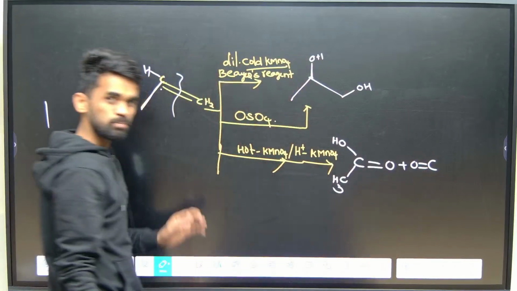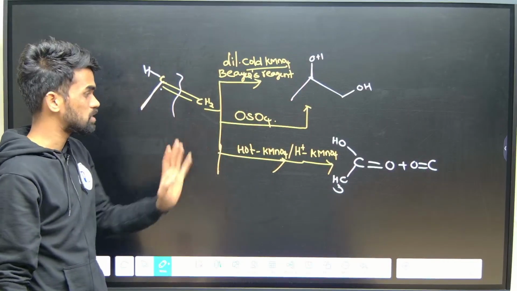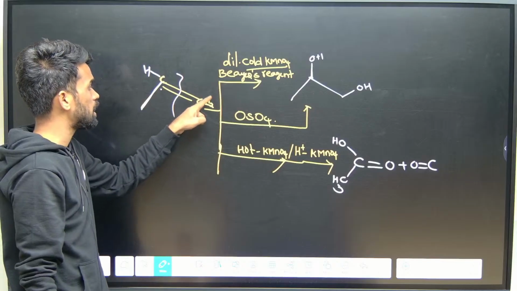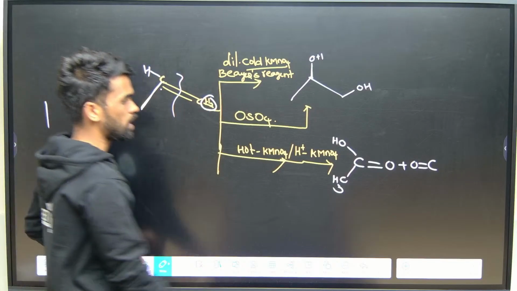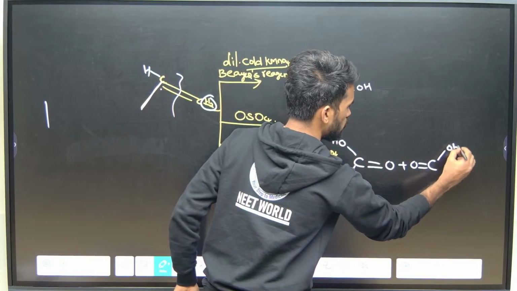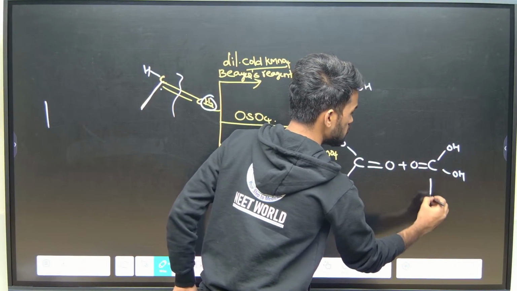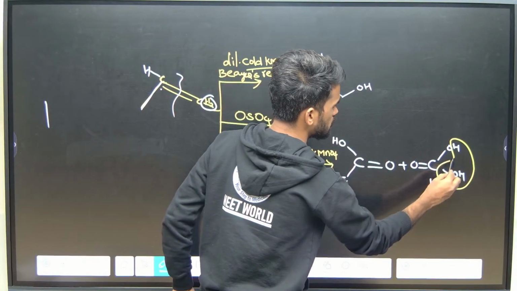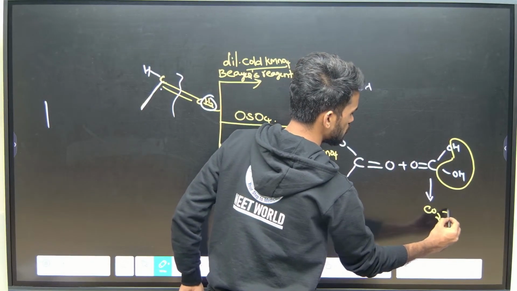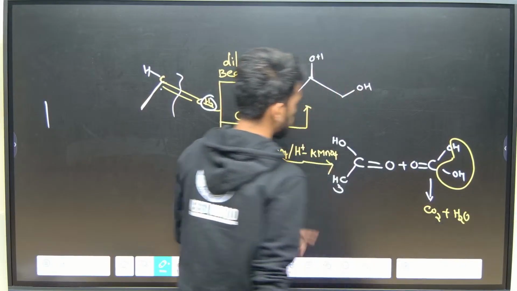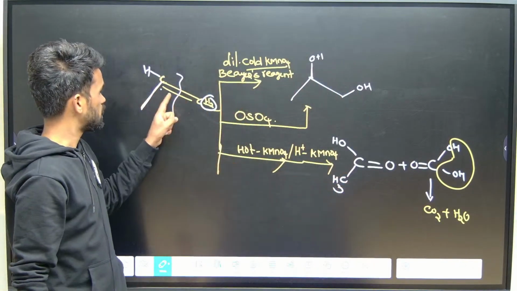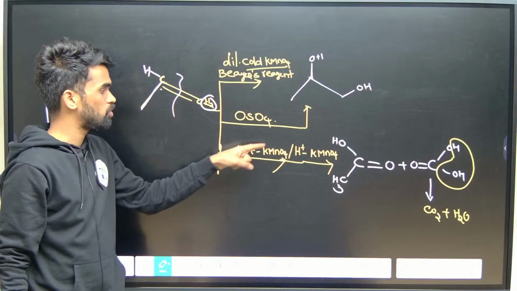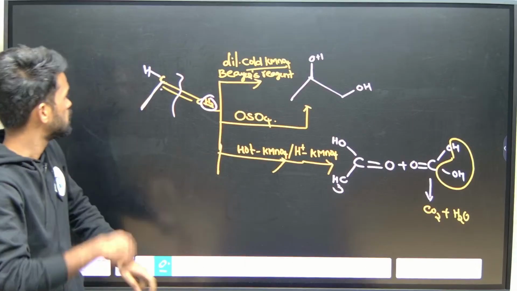Okay, this is a simple way to understand the concept, that's why I am giving these steps. And how many hydrogens are directly attached? 2 hydrogens now, so write them as OH groups. Okay, this is a carbonic acid. From this, water elimination takes place like this and gives CO2 gas plus H2O. Okay, so whenever there is an alkene with hot KMnO4, acidic medium KMnO4, just break the double bond.